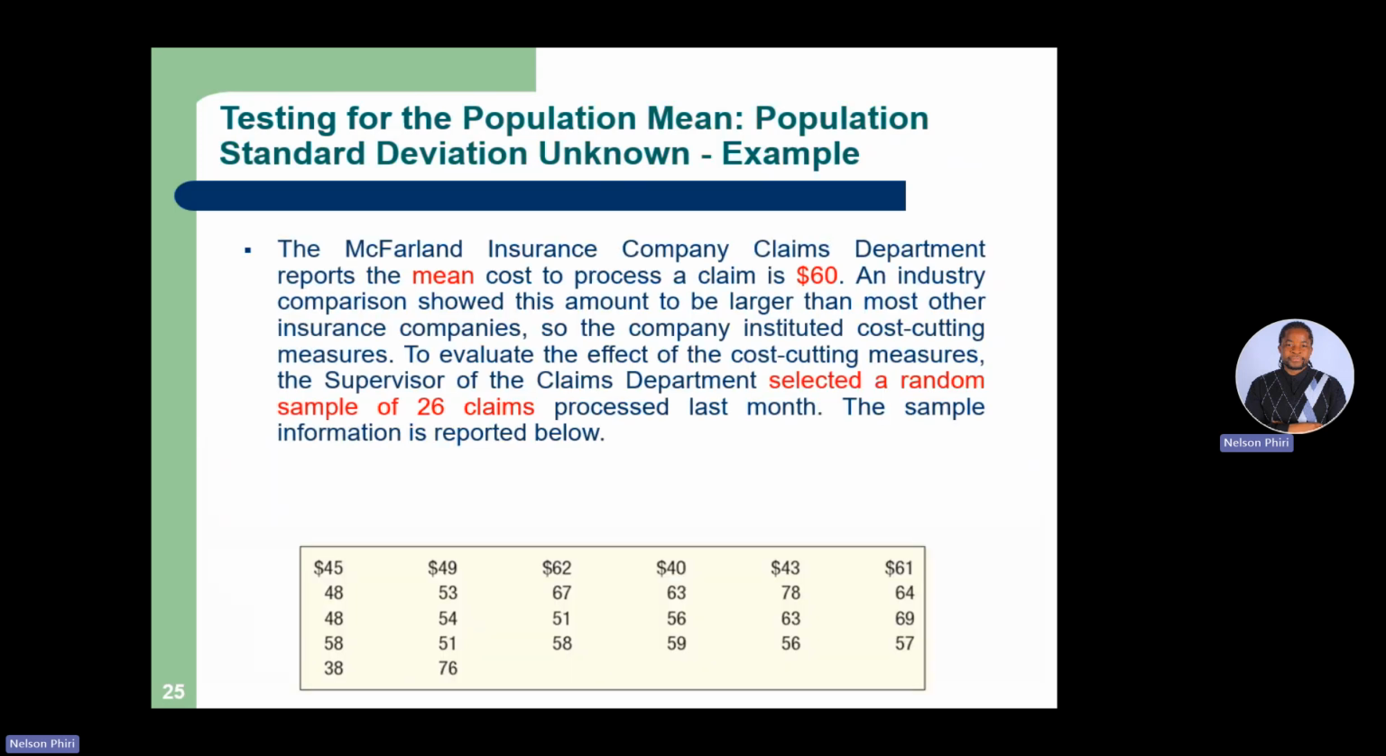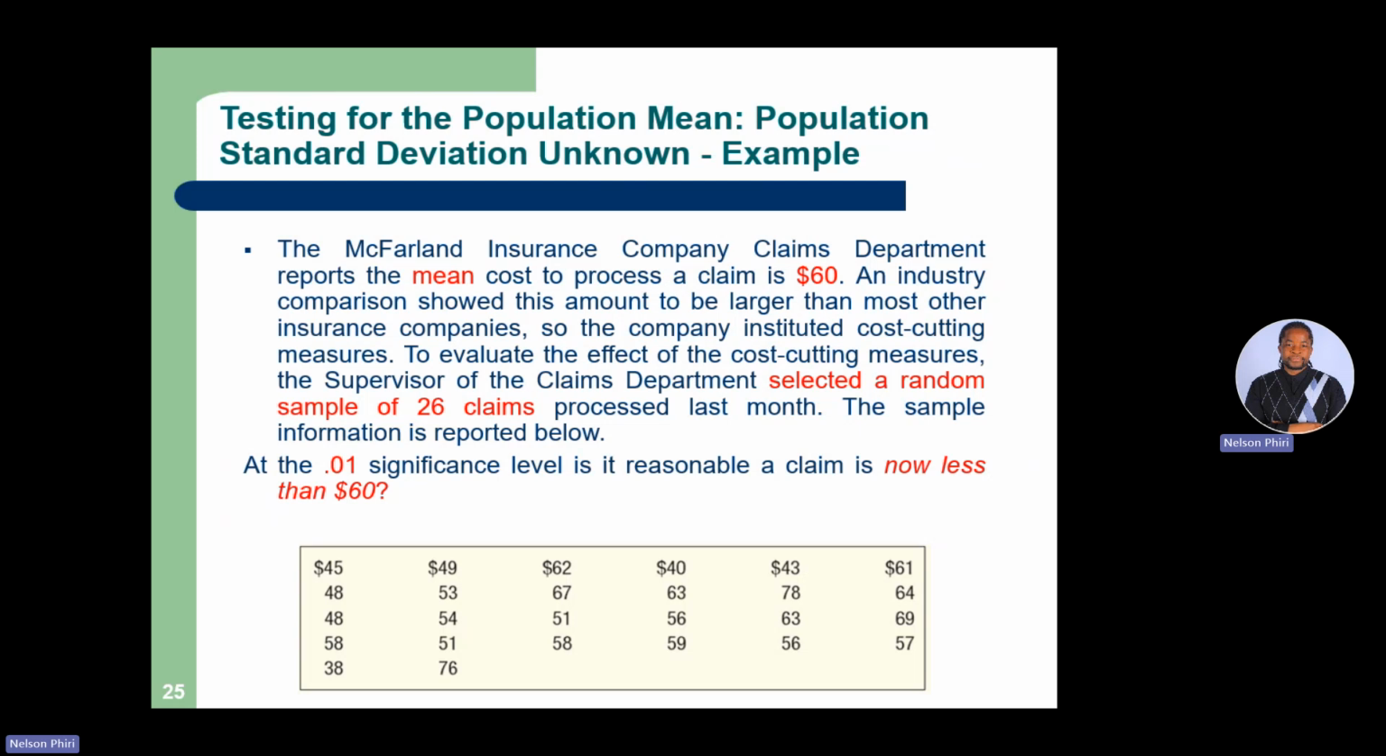For an example, McFarland Insurance Company claims department reports that the mean cost to process claims is $60, and the industry comparison showed this amount to be larger than most of the insurance companies. So the company instituted cost-cutting measures. To evaluate the effect of the cost-cutting measures, the company selected a random sample of 26. The sample information is given below. So you are testing at the 1% significance level the claim that the cost is now less than 60.